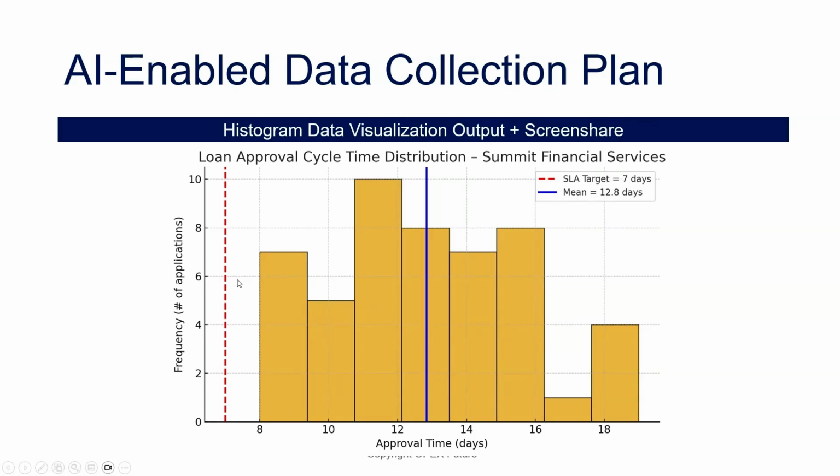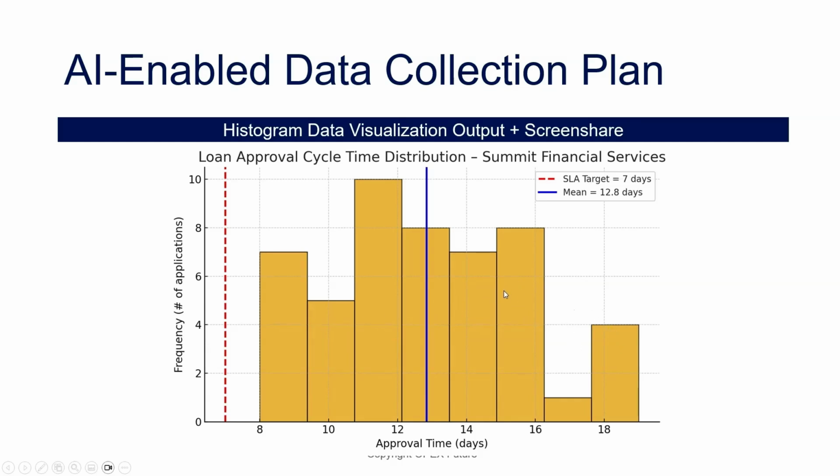Every piece of our data, our entire data set, all of our performance is to the right of the target SLA because none of them have met the mark. And we can see our average is actually 12.8, far above the 7 days. And we can see the distribution of our data set too around that mean.